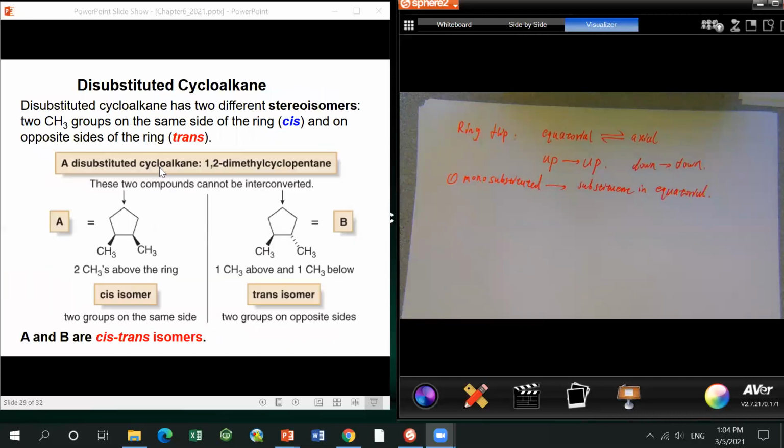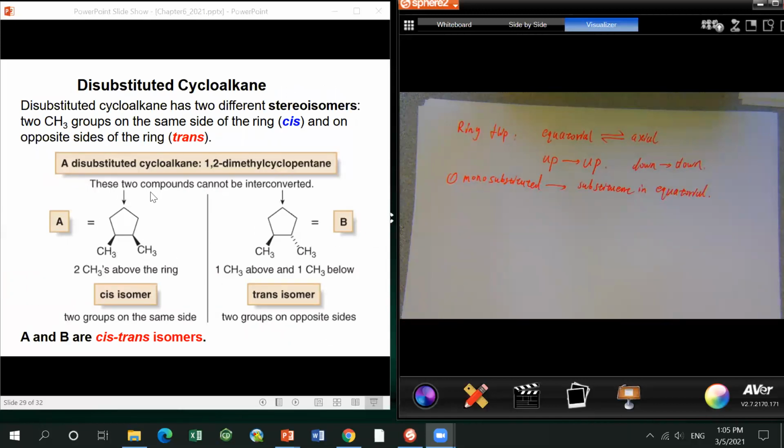All right, and then comes the situation with more than one substituent group. We do disubstituted cyclohexane first. For disubstituted cyclohexane, there are two possible, actually more than two, isomers. One is two groups on the same side of the ring, which we call cis. Another we call trans, one going up, one going down.